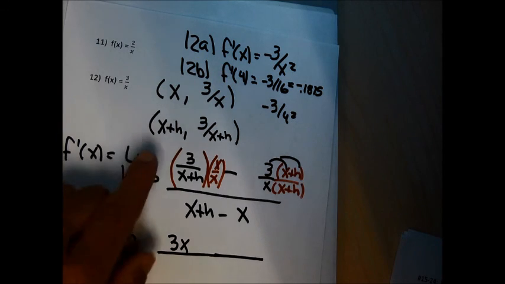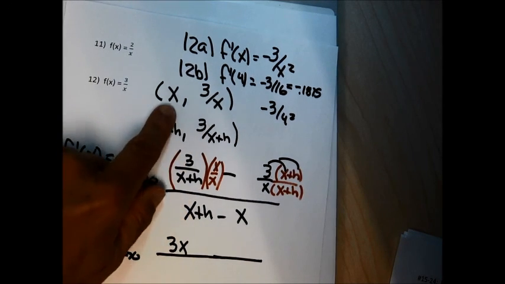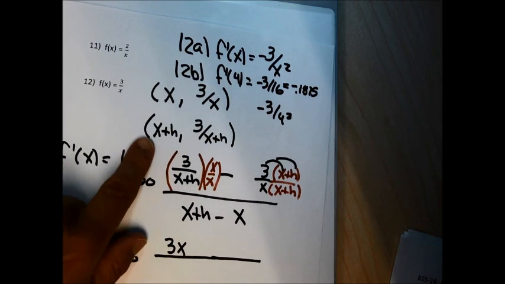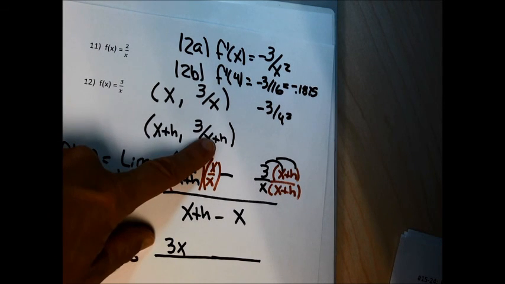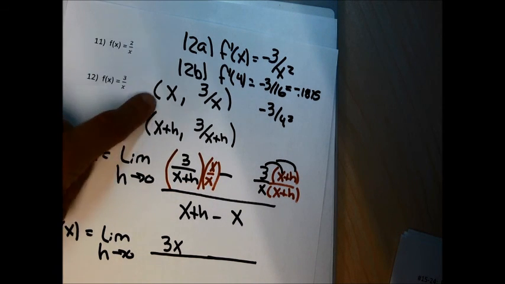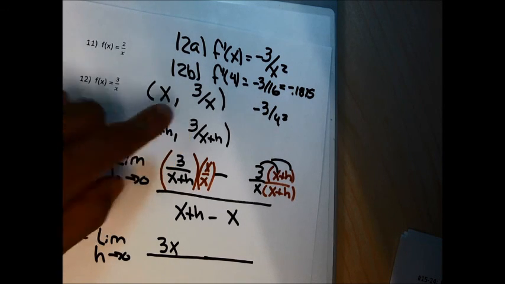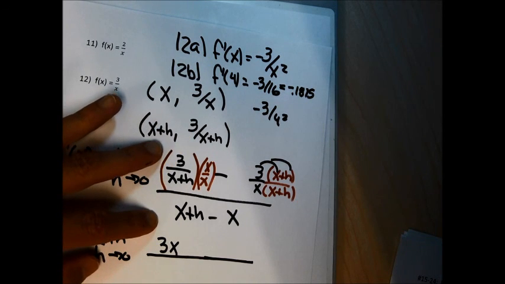So you start off by creating 2 points. The first points are freebies, x and the value of the function. The second point, x plus h, and then just an x plus h in the denominator. So yours is just going to be x comma 2 over x, x plus h comma 2 over x plus h. Your work's going to be exactly the same as mine.